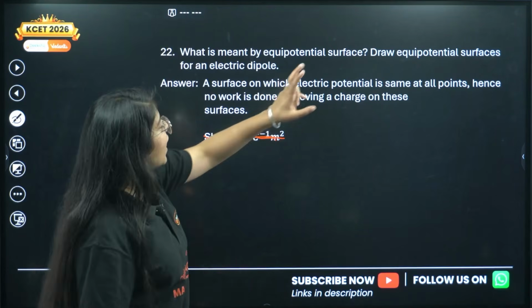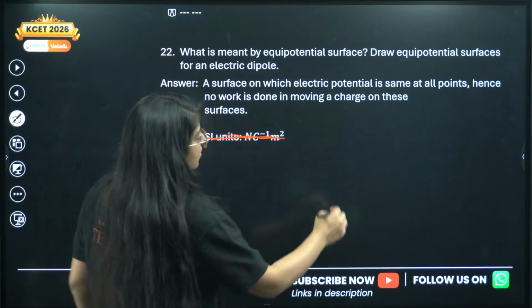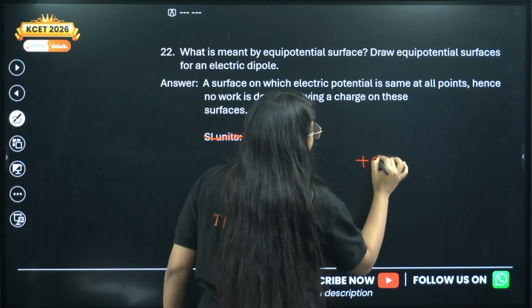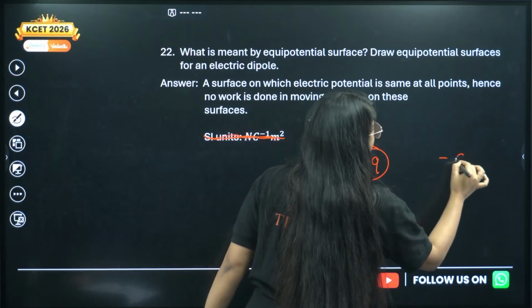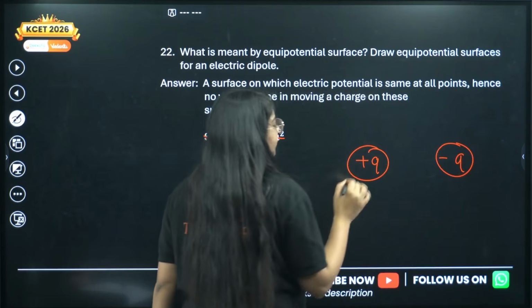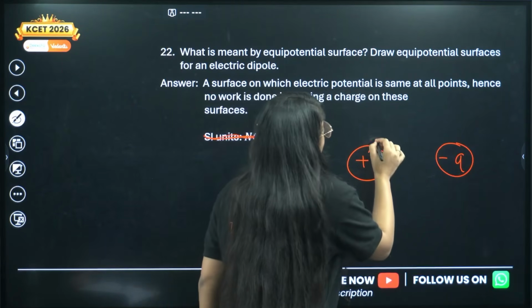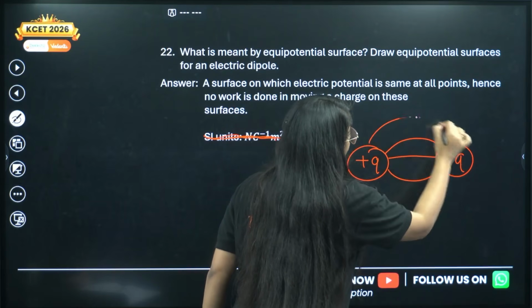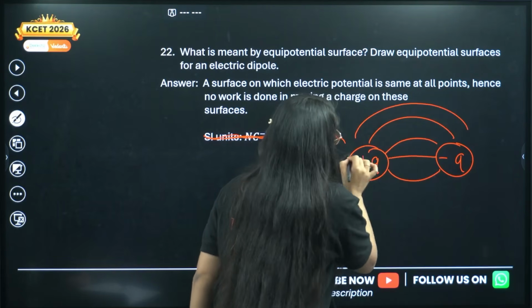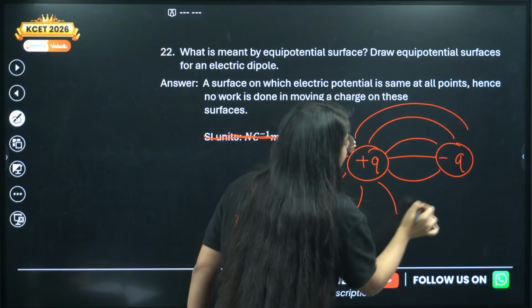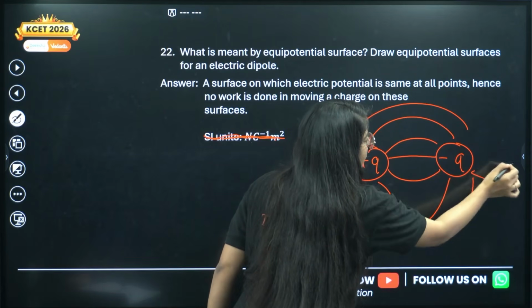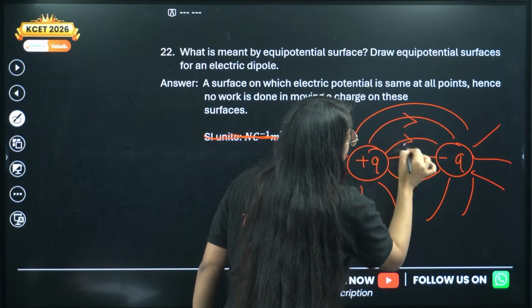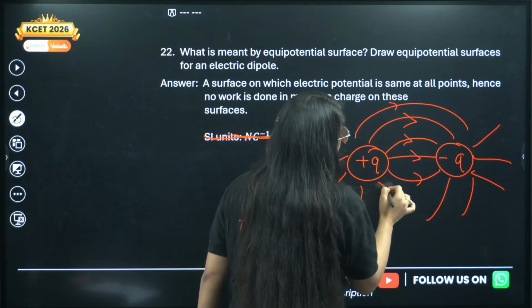Okay, we are asked to draw equipotential surfaces of an electric dipole. So this is my dipole. Let's draw the dipole first. This is the dipole, and simply these will be the electric field lines around the dipole, right? We know that from plus q charge they'll go outside, for minus q charge they'll be coming inside. So this will be the direction of electric field lines.